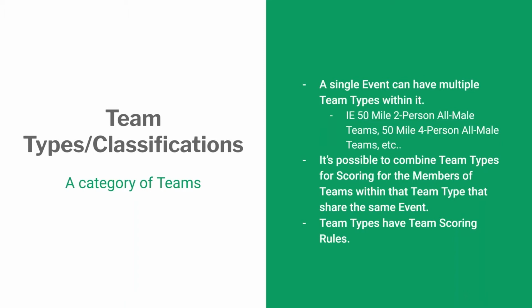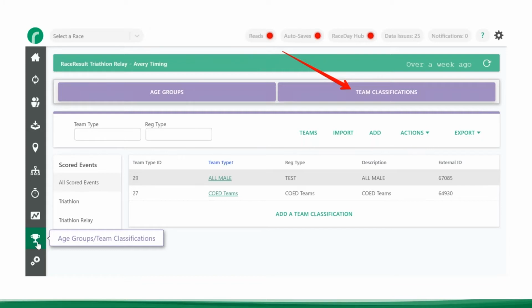So each team type has its own team scoring rules. So it's possible to have different team scoring rules at the team type level, but I'll just walk through these really quick first.